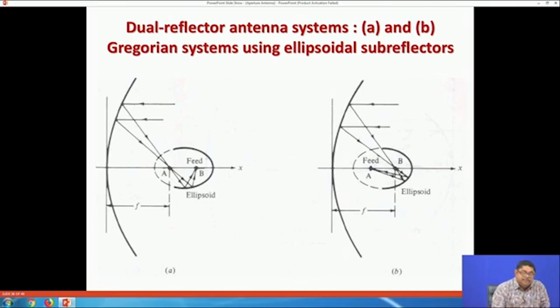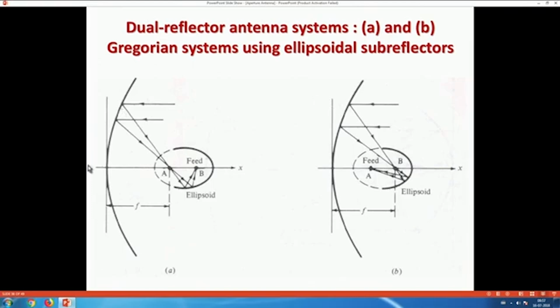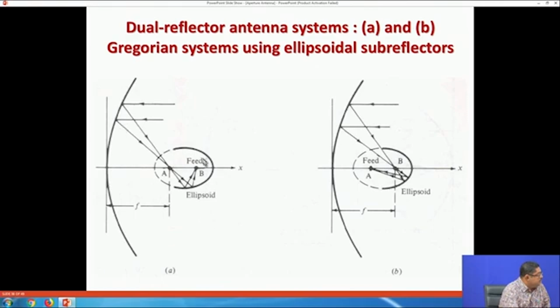In the Gregorian system, we can summarize that rays from the feed get reflected by the subreflector. So, this one is called the subreflector. This is another subreflector. The main thing is the paraboloid reflector, but this is the ellipsoid subreflector, and this is also an ellipsoid subreflector. So, in the Gregorian system, the rays from the feed get reflected by the subreflector and get focused at a point. They are allowed to continue and get reflected from the paraboloid to become parallel.